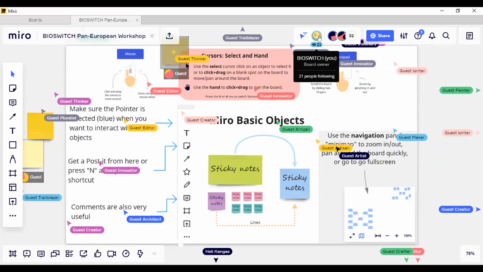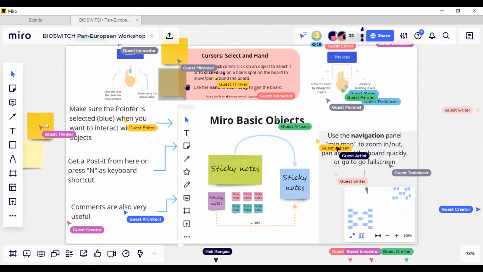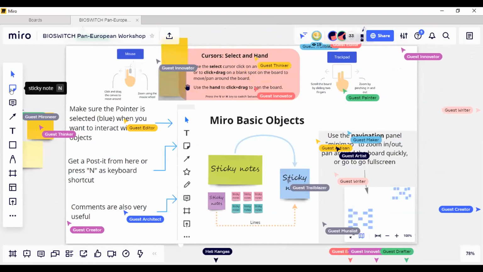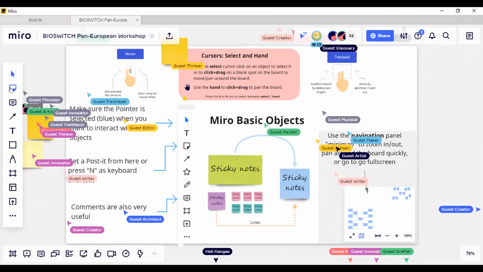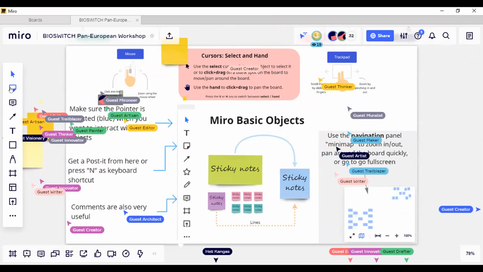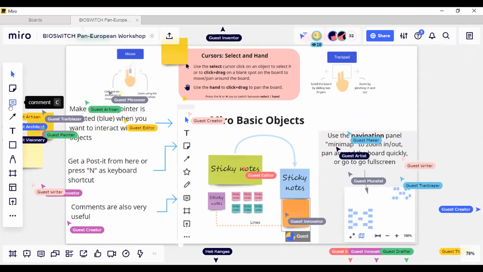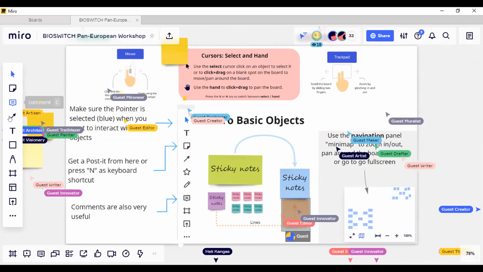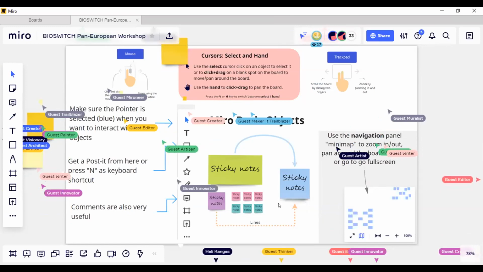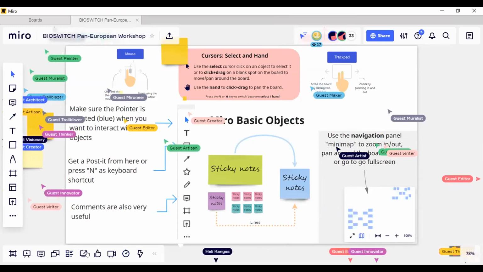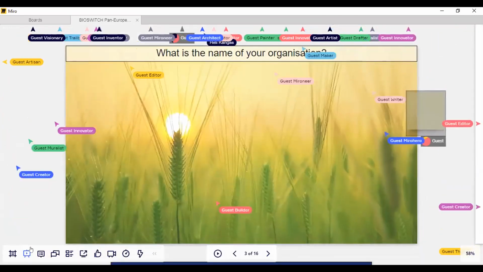So then the main tool you'll be using in this is the sticky notes function. I can see some of you already have that. It's the second icon on the left-hand sidebar. This is what you'll be using to provide your answers within the board. The next icon down then is the comments. You can use this to comment on other people's answers, and then there's connection lines to make connections between various answers.